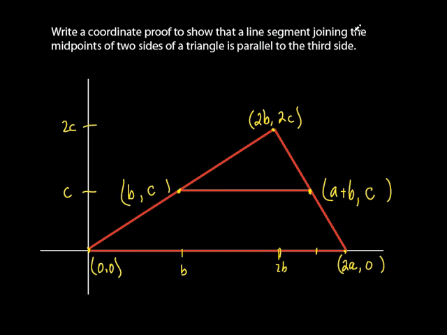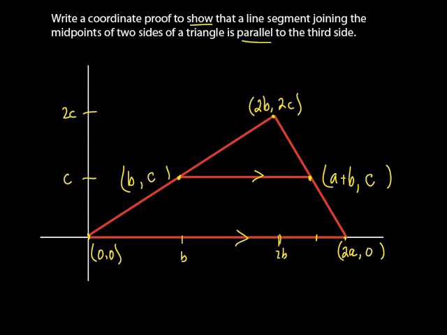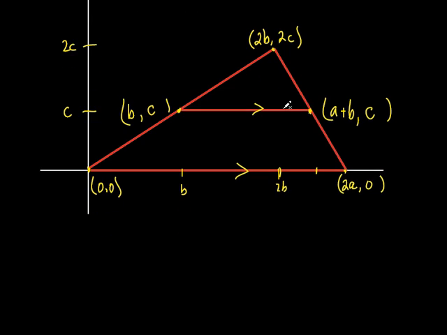So let's look. It joins the midpoints of the two sides, so we've joined the midpoints. We want to show that that segment right there is parallel, right? It's parallel to the third side, which is this right here. Now, how in the world do we show things parallel to each other? Or segments, lines? How do we show two lines parallel to each other, especially in a coordinate plane?